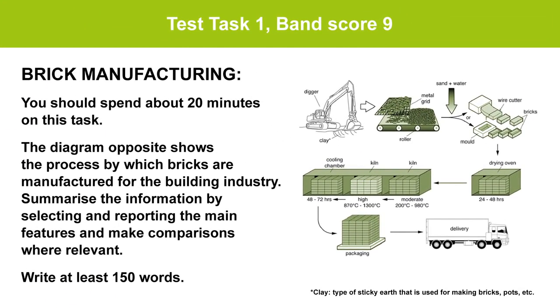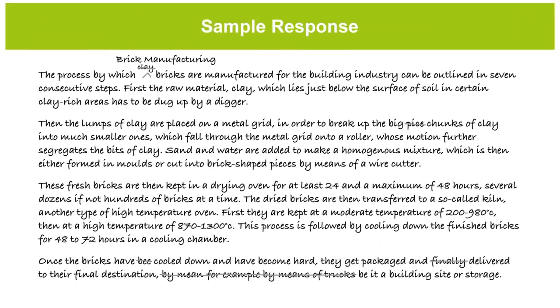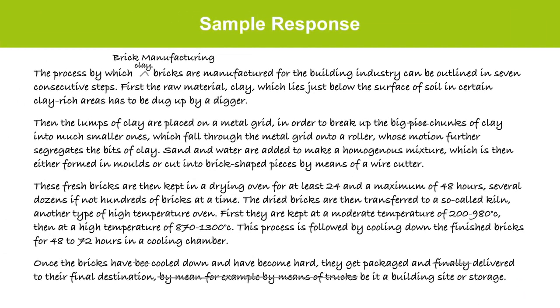Now, let's take a look at the task describing the stages of a process. Brick manufacturing. You should spend about 20 minutes on this task. The diagram shows the process by which bricks are manufactured for the building industry. Summarize the information by selecting and reporting the main features and make comparisons where relevant. Write at least 150 words. And here's the response from the candidate. You may want to pause here to read the answer in full.